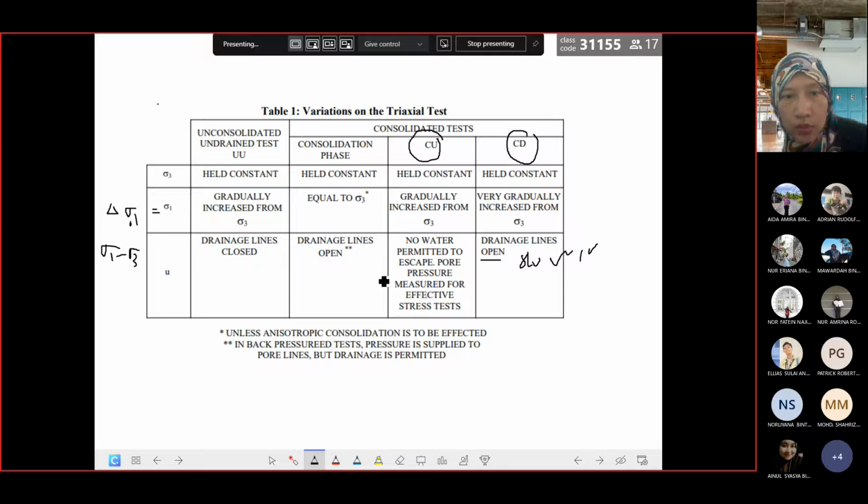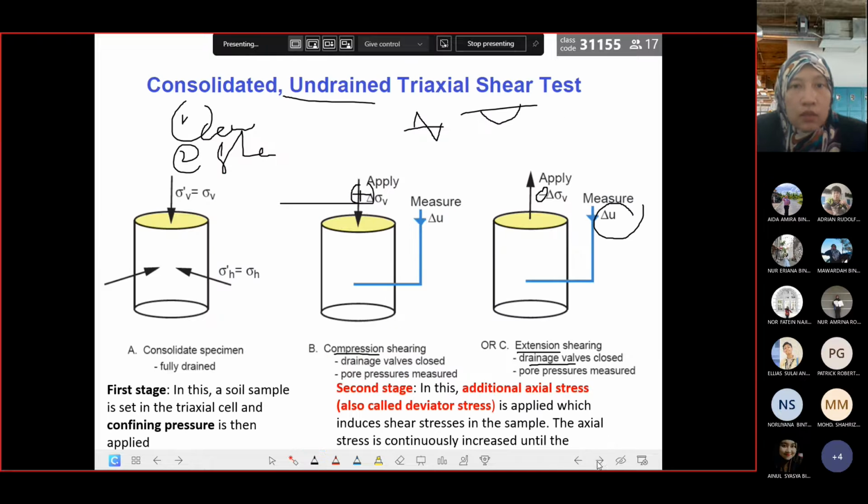Tapi untuk pore water pressure, CU no water permitted to escape, pore pressure measured for effective stress test, and CD untuk pore water pressure, drainage lines open. So kita akan dapatlah during this time untuk CD, later on you will see that ESP will be equal to the TSP. What is the ESP? Is the effective stress path, TSP is the total stress path.